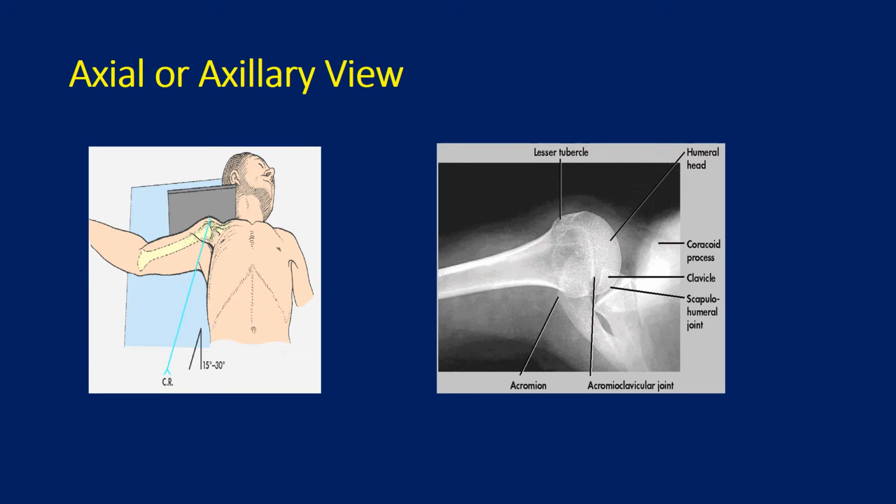The axial or axillary view is probably the key view to rule out dislocation. Here you can see on the left the beam is going up the axilla, and here you can see on the right the humeral head and the glenoid, and you can tell if the humeral head is centered on the glenoid or not. In an anterior dislocation, it would be out in the front towards the coracoid. In a posterior dislocation, it would be posterior to the glenoid. This is a key view to ensure that the humeral head is reduced on the glenoid.